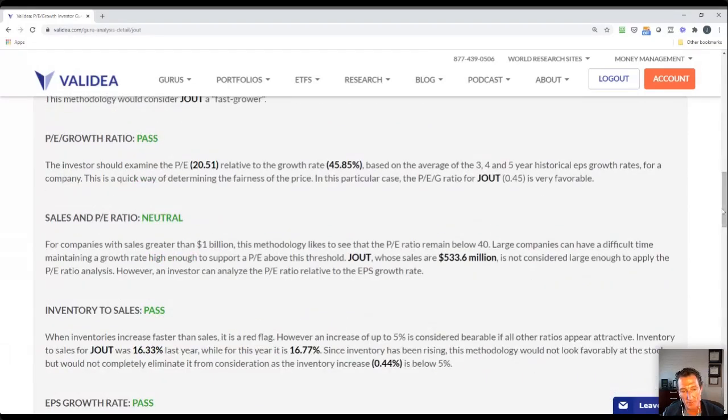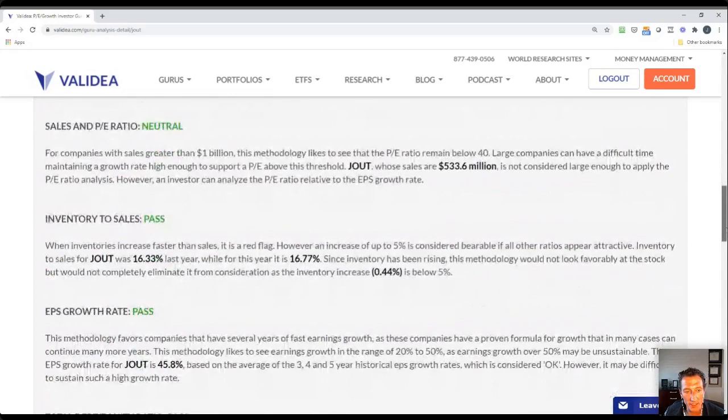It then looks at the amount of sales, and it wants to basically see that the company has sales of less than $1 billion. At least when Lynch wrote and published this model, the reason that was important was because once you get over $1 billion in sales, you start to get bigger. It's harder to generate that really high growth rate. So in this case, the company has sales of about $500 million. So at least according to the Lynch model, it looks at that favorably.